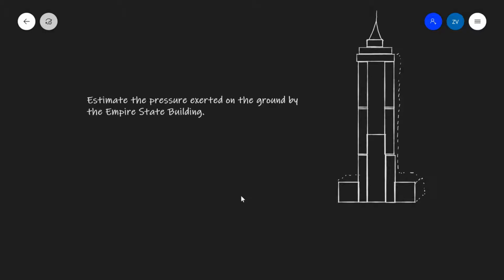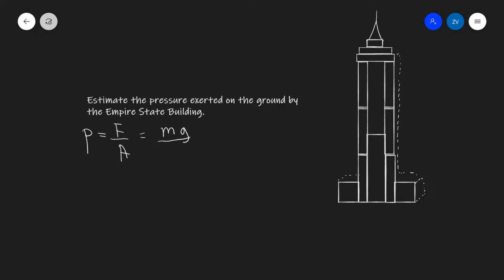Let's start off with the formula for pressure, first of all. So we know pressure is equal to the amount of force per unit area. Now the force in this case really is the weight of the Empire State Building, the weight of an entire skyscraper. So this is going to equal mg divided by the cross-sectional area.